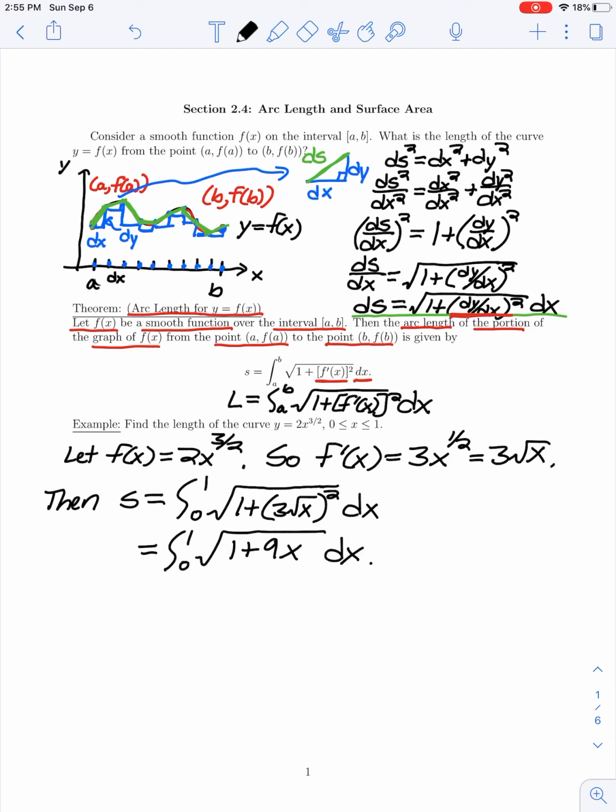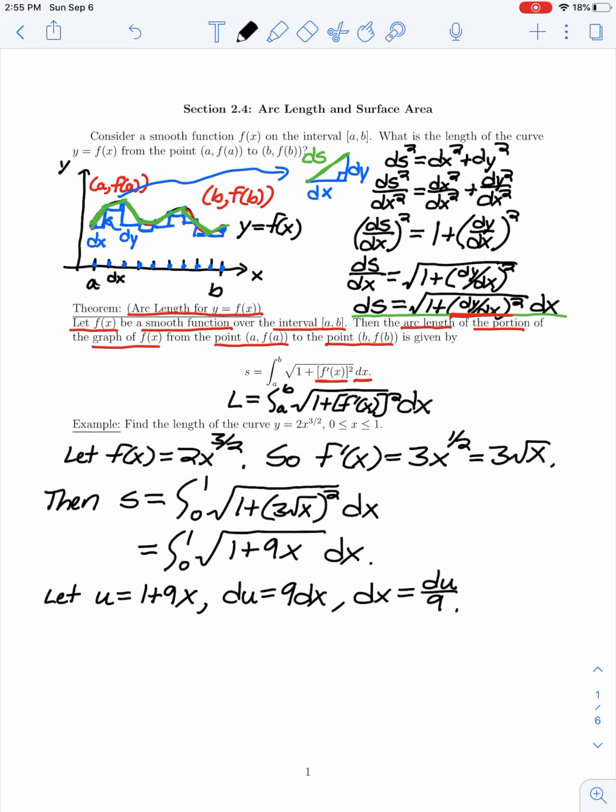Now, to evaluate this definite integral, we see it involves a composite function, so we're going to have to make use of a substitution in order to find our antiderivative. Let's start by choosing a value of u. In this case, I would choose my inner function in the composition, which is 1 plus 9x, so that du would be given by 9 dx, or dx is equal to du over 9.